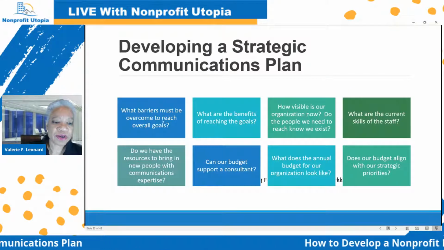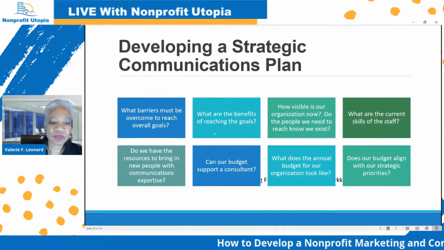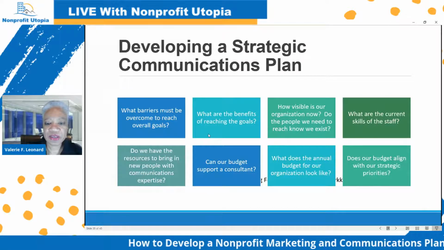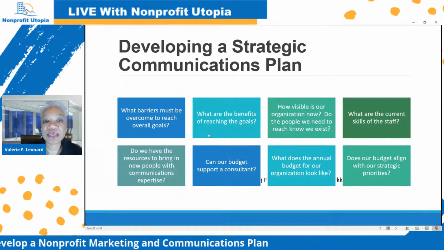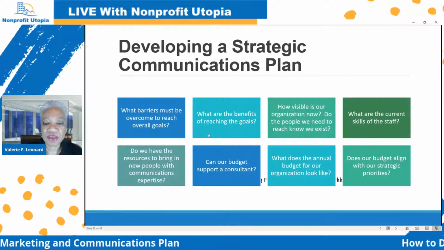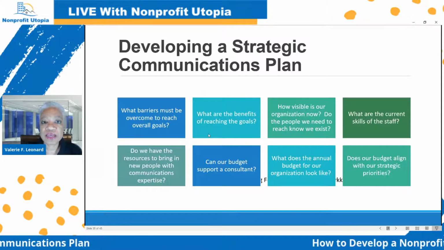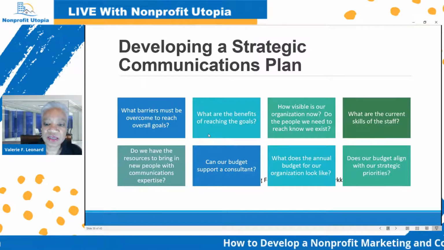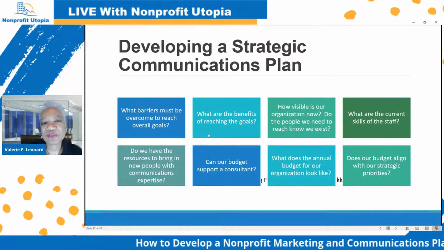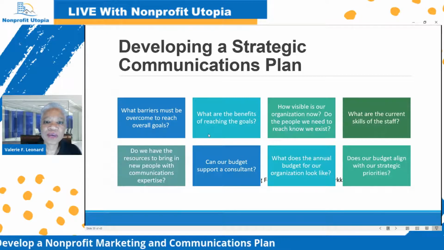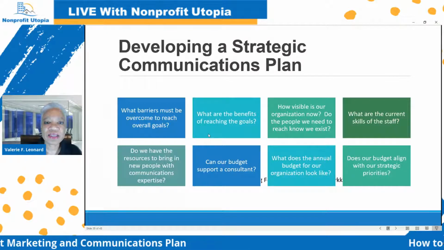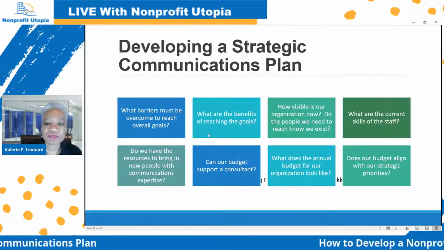Again, what are the barriers that we have to overcome to reach the goals? What are the benefits? How visible is our organization now? Do we need to increase our visibility? Do the people that we need to reach even know that we exist? And even if they know that we exist, is there anything compelling that will make them work with us, that will make them use our services?